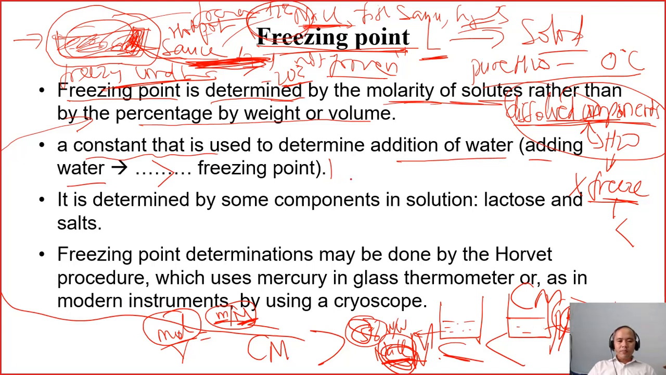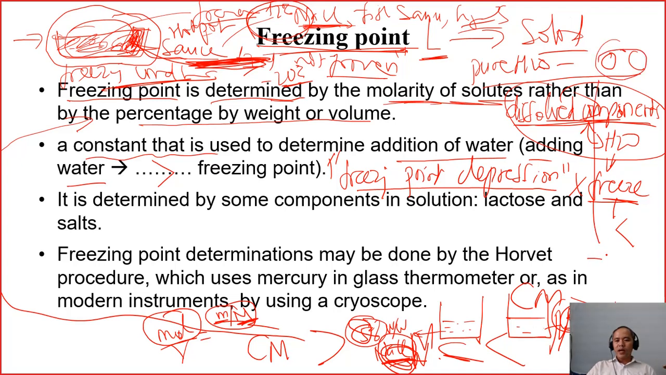There is another concept here we should know. It's called freezing point depression. When they measure the freezing point of milk, they very often use this term, freezing point depression. It means how much lower the freezing point of milk is compared to the freezing point of pure water. So if the freezing point of pure water is 0 and the freezing point of milk is minus 5.2 degrees C, for example, this difference is called freezing point depression.